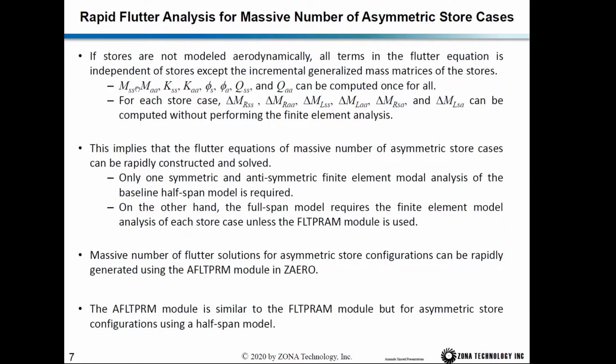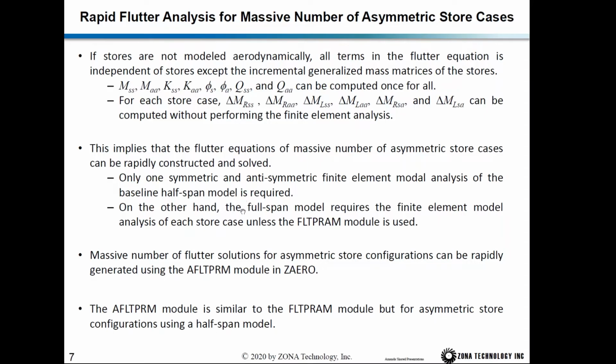So we have all those matrices can be computed once, and then for each store case, we just compute those terms for each store case in this flat asym card, without performing a finite element analysis. This implies that the Flutter equations of a massive number of asymmetric store cases can be rapidly constructed and solved. Only one symmetric and anti-symmetric finite element model analysis of the baseline half-span model is required.